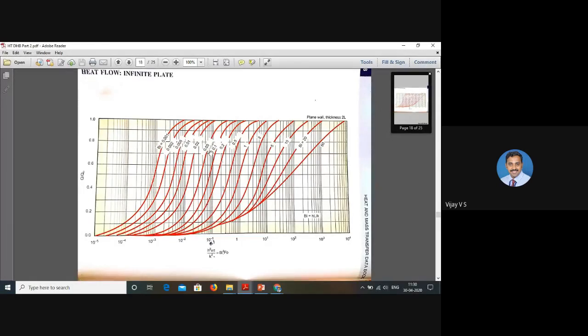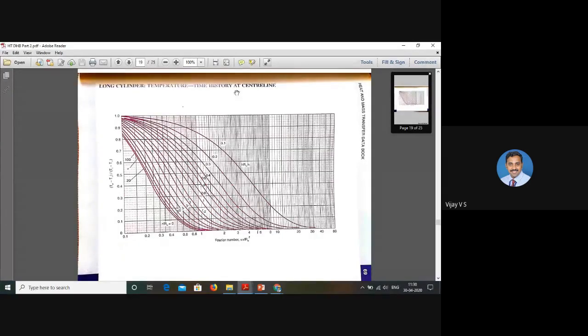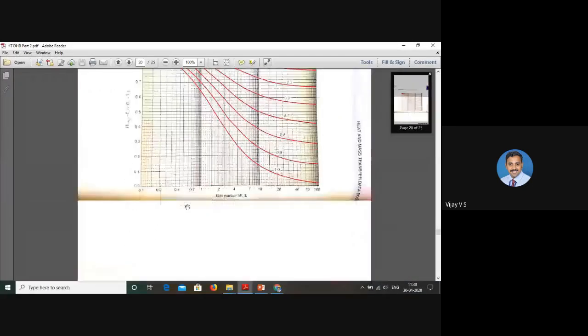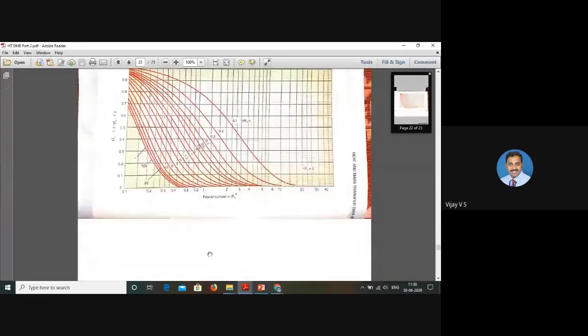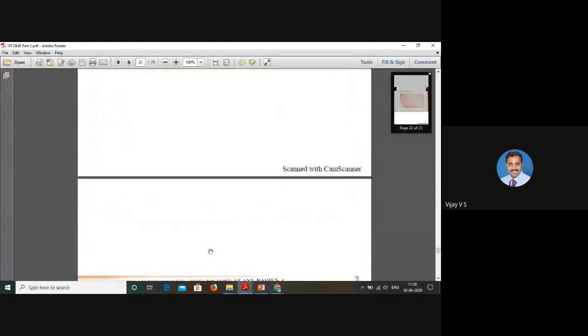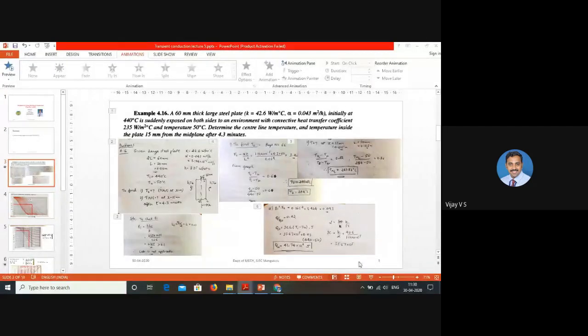So this is for the infinite plate. Similarly, if I go to the next, I have the long cylinder. Again, for the long cylinder, I have the center line, then at any radius r, and heat flow. Similarly for the sphere, the second and third, so these are three graphs. Any doubt in this? Anyone can ask. No? So shall we go to the next problem now?